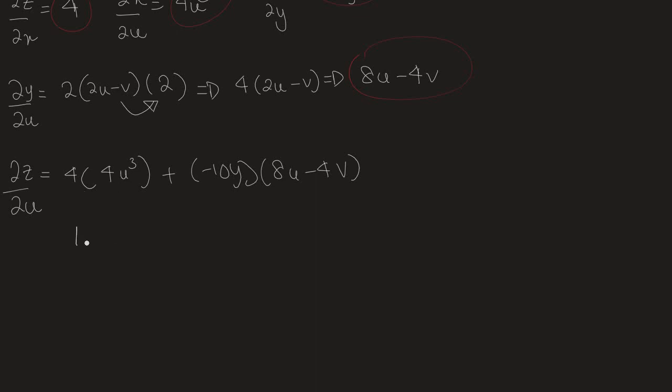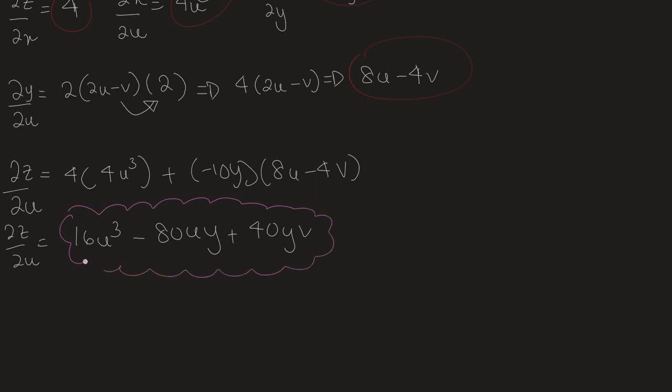And now it's multiplying everything all together, which is going to give, so 4 times 4, that's 16 u to the power of 3, and then negative 80 u y, and then negative, that's a positive, plus 40 y v, and that is the answer for derivative of z with respect to u. Okay, so, and this is the answer. So now let's move on to the second part.